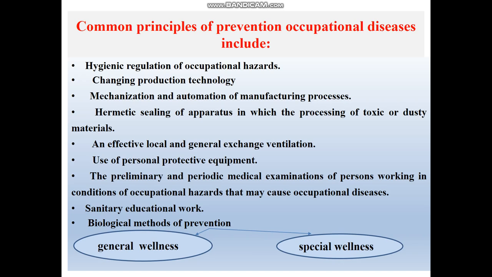Measures for prevention of occupational disease differ for each individual hazard and manufacturing process. Here are just some of the key principles on which the best preventive measures in respect of a certain hazard and individual production are based. Common principles of prevention include hygienic regulation of occupational hazards. For example, the establishment of maximum permissible concentrations of toxic and non-toxic substances in the air of working premises, and acceptable levels of ionizing radiation, noise, and vibration.